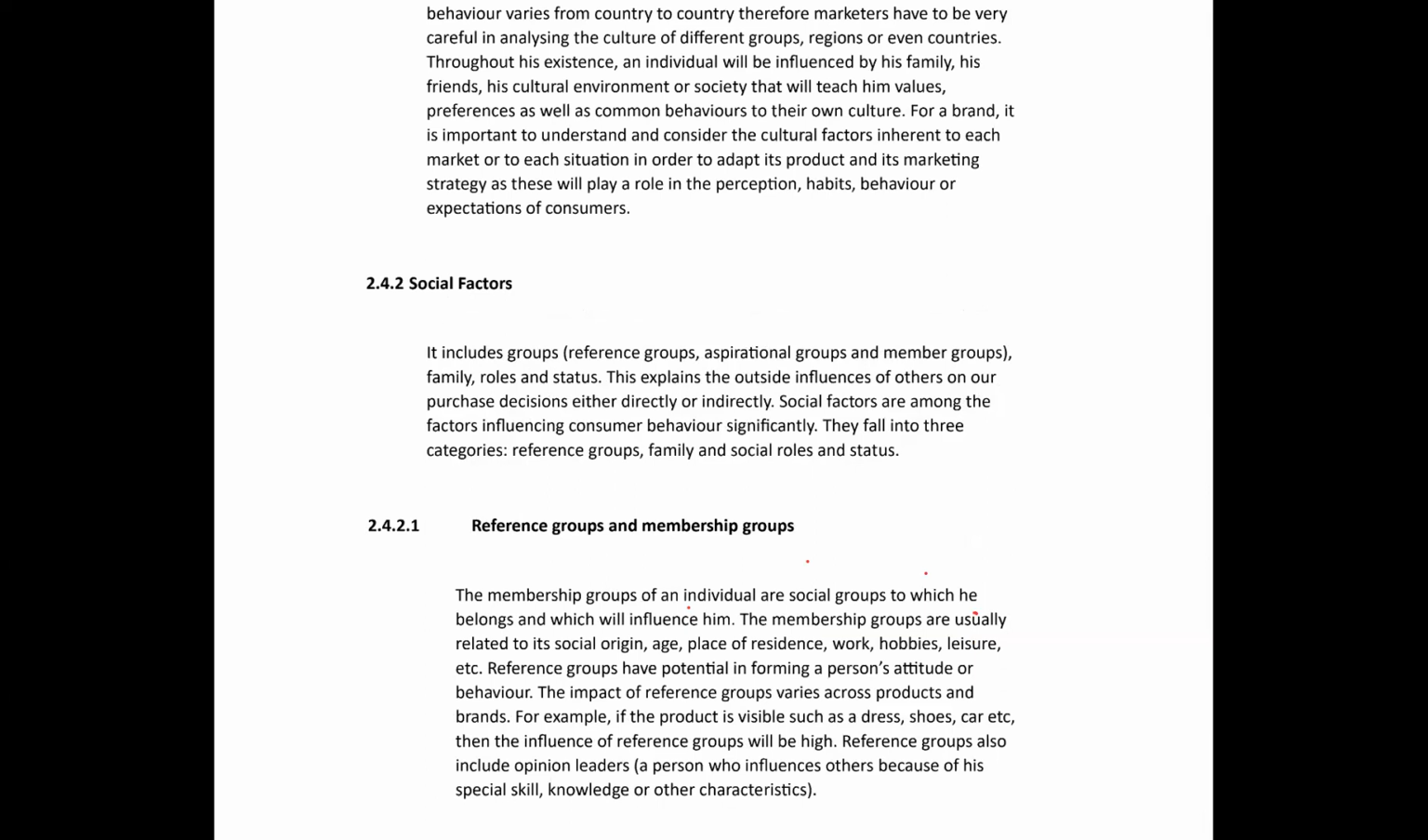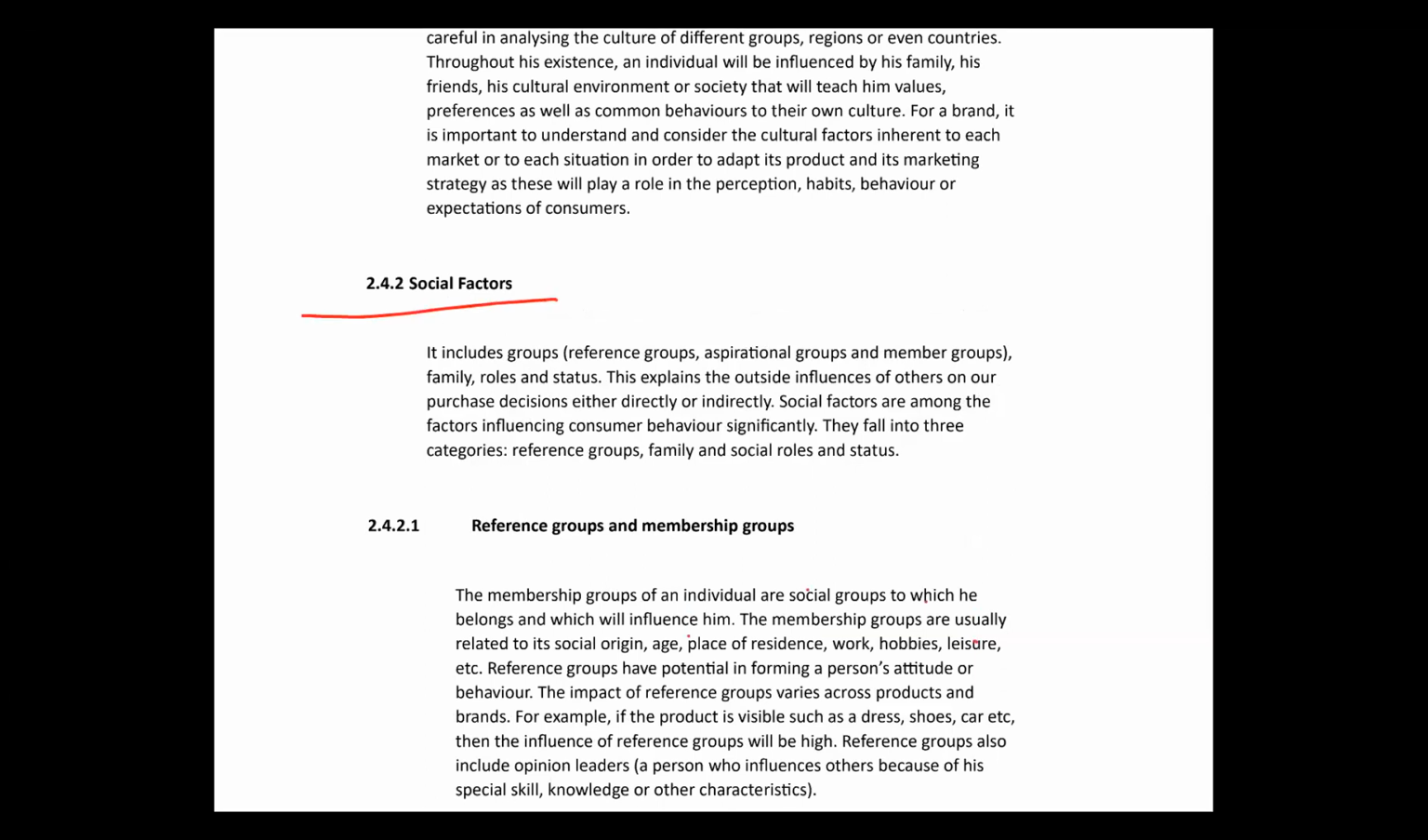The aspect of social factors includes the reference groups or aspirational groups or member groups, the family, the roles, and the statuses. It explains the outside influences of others on our purchase decision, either directly or indirectly. So the social factors are among the factors influencing consumer behavior significantly, right? They fall under three groups: the reference groups, the family, and the social roles and statuses.